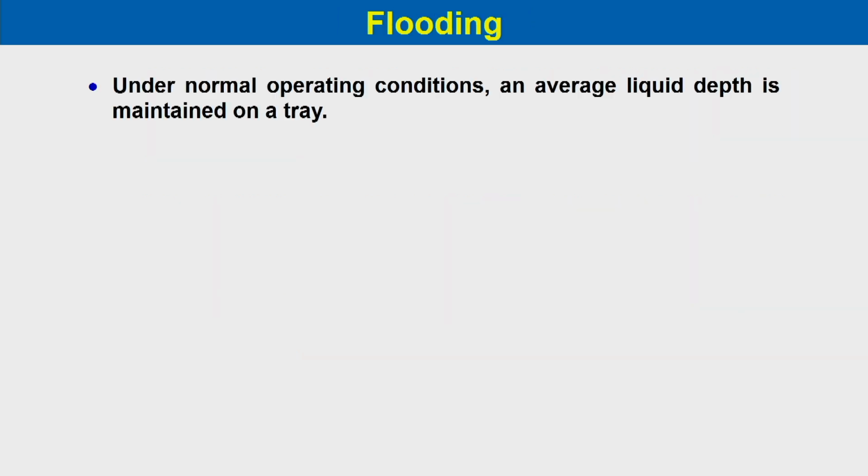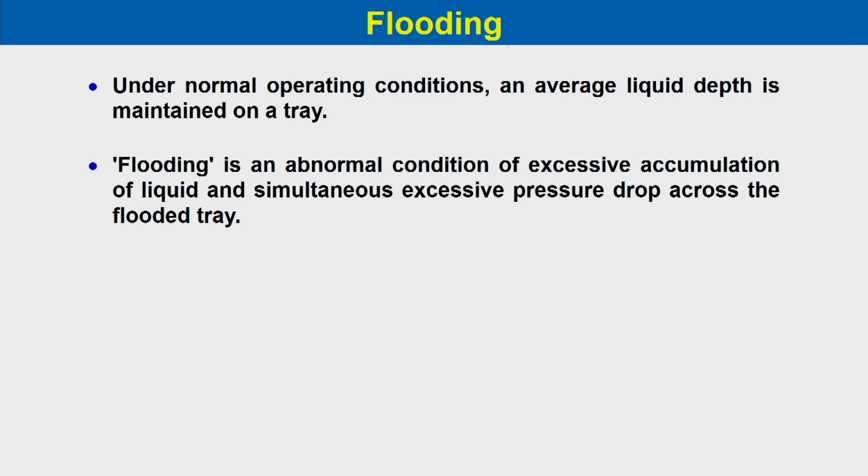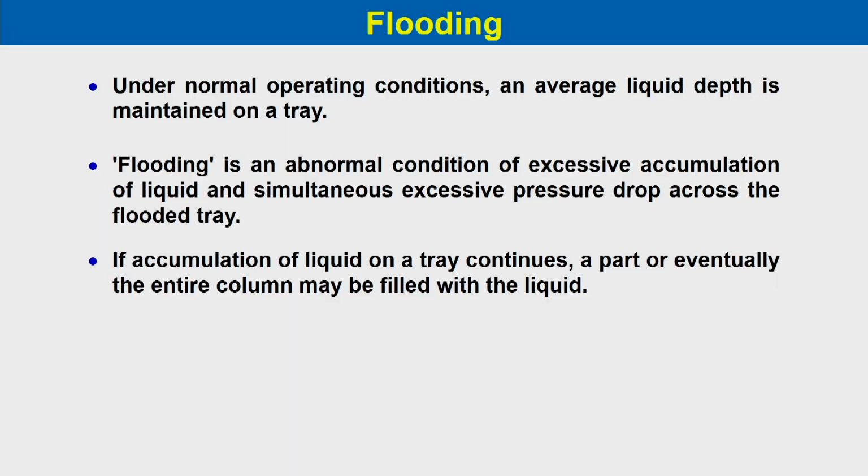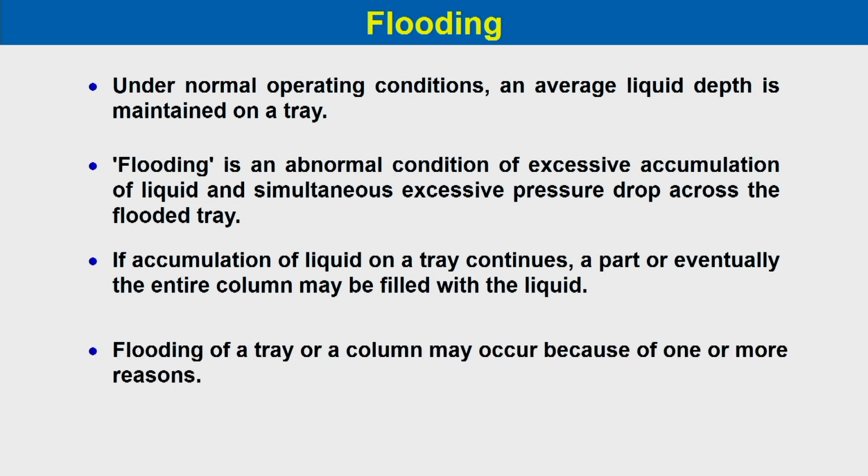Now, we will discuss flooding. Under normal operating conditions, an average liquid depth is maintained on a tray. Flooding is an abnormal condition of excessive accumulation of liquid and simultaneous excessive pressure drop across the flooded tray. If accumulation of liquid on a tray continues, a part or eventually the entire column may be filled with the liquid. Flooding of a tray or a column may occur because of one or more reasons.